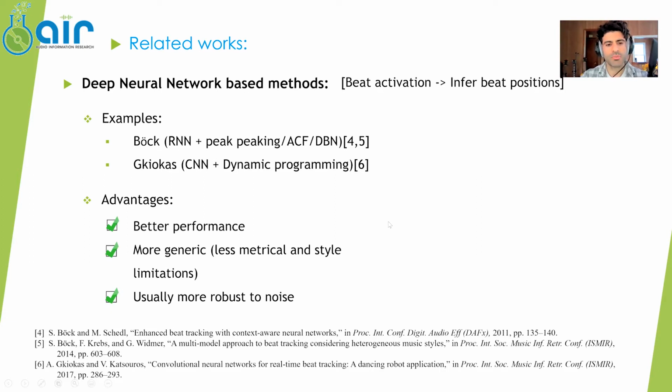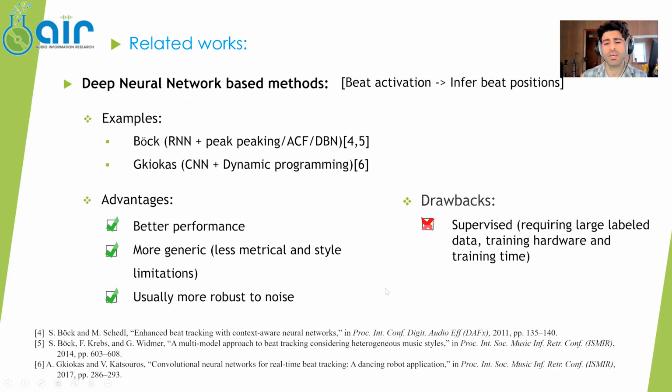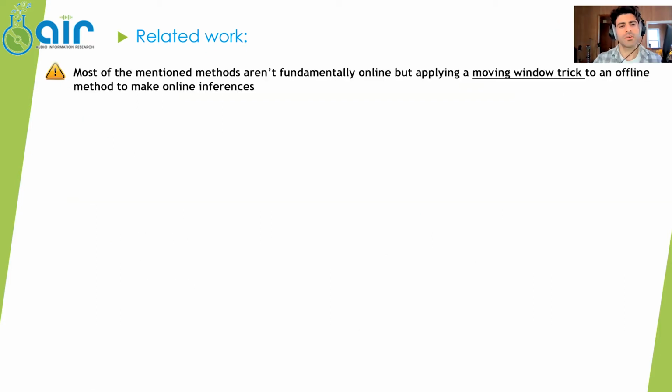So these methods also have their own advantages. They usually have better performance and they are more generic. And also they usually are more robust to noise. The main disadvantage of these deep neural net-based methods is that they are supervised, which means that they require a lot of labeled data, training hardware, and training time. There is an alert in here though. Most of the mentioned methods aren't fundamentally online, but apply a moving window trick to an offline method to make them work in an online fashion.